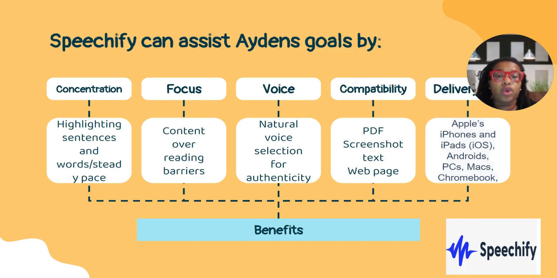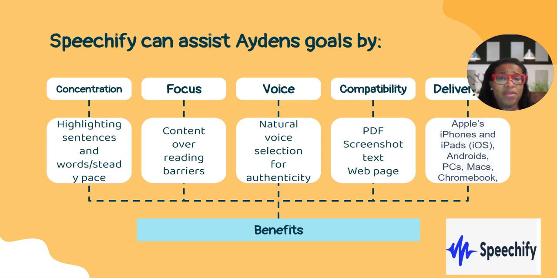Another benefit towards his goal is the natural voice selection for authenticity. A lot of text-to-speech apps that might be free or built in might not always have a natural voice selection, and it sounds very robotic, and it could be a distraction to Aiden and other students like Aiden. It definitely is for me when that natural voice selection is not there. So again, it would be helpful towards his goal, helping him to focus on the content and not the unnaturalness of the voice using the text-to-speech.